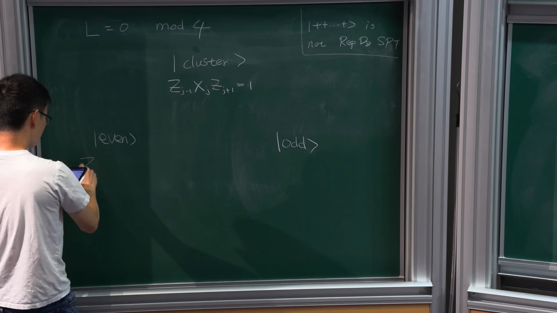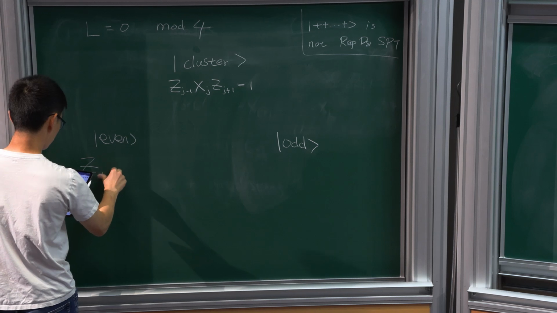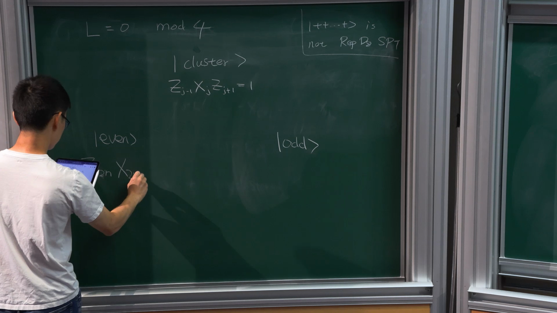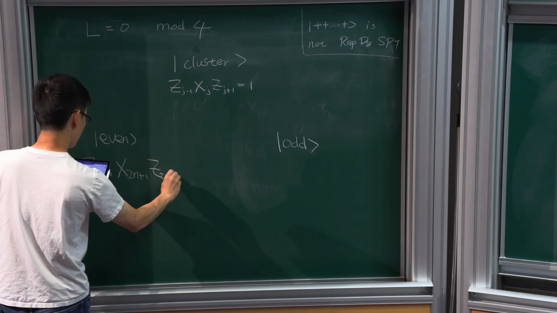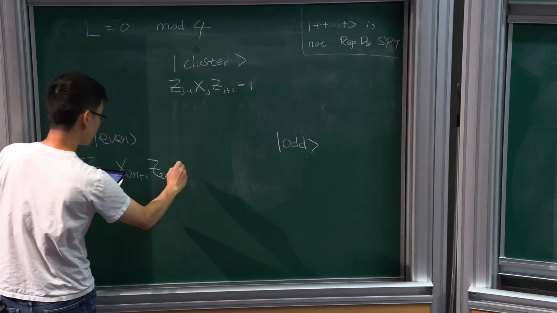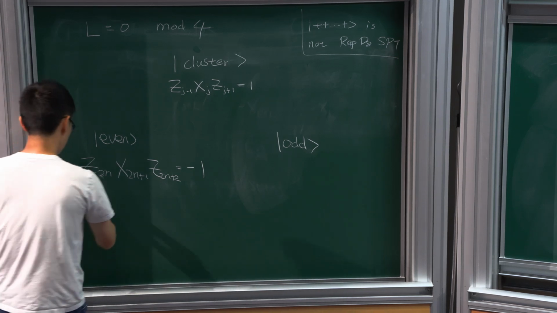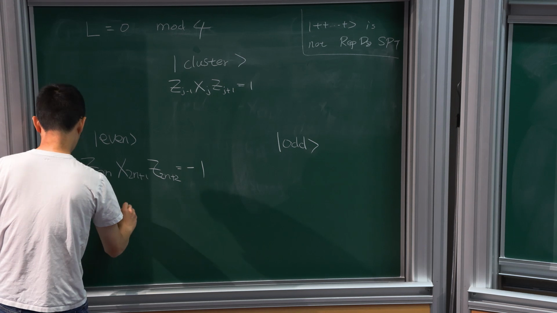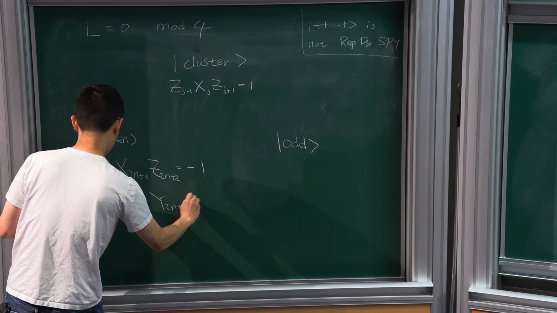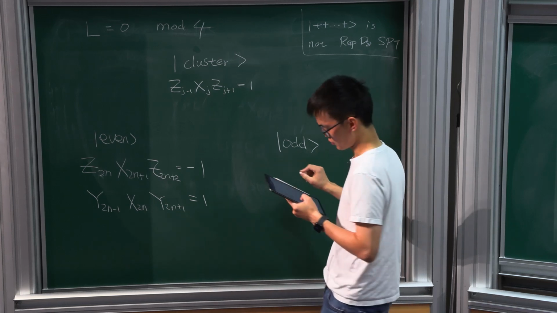The even state is a stabilizer state, and it has the following eigenvalues. So still it's ZXZ, but X is only on the odd sites, and this equals minus 1 rather than plus 1. And it also obeys Y_{2n-1} X_{2n}. The difference between even and odd is that they're related by a lattice translation.